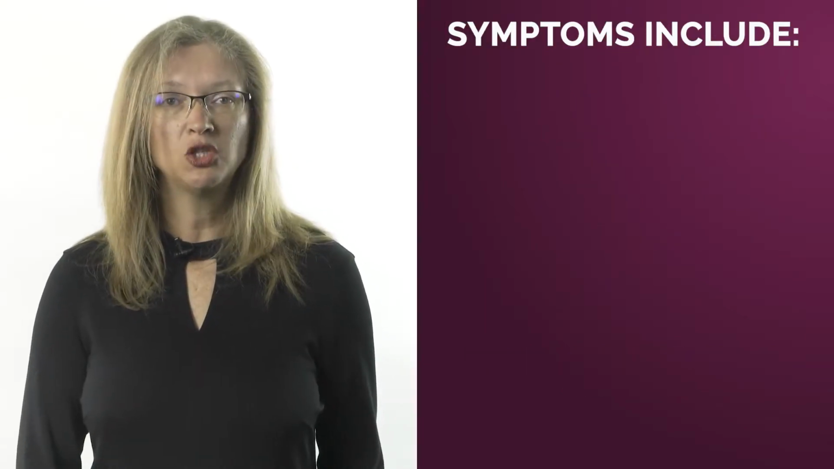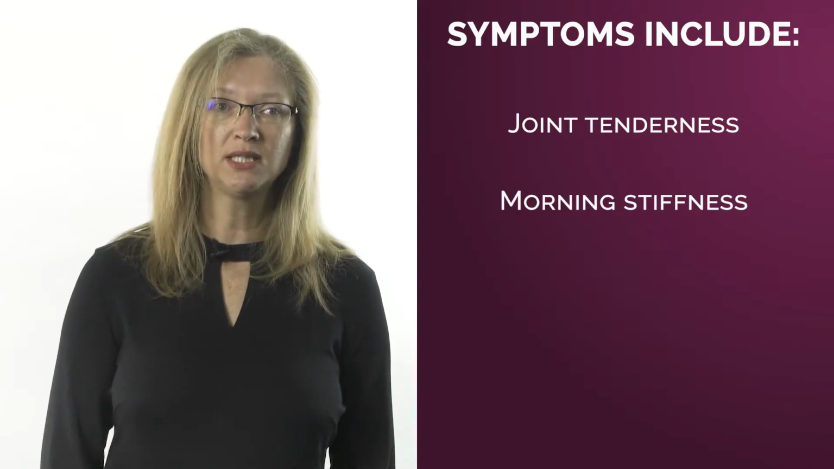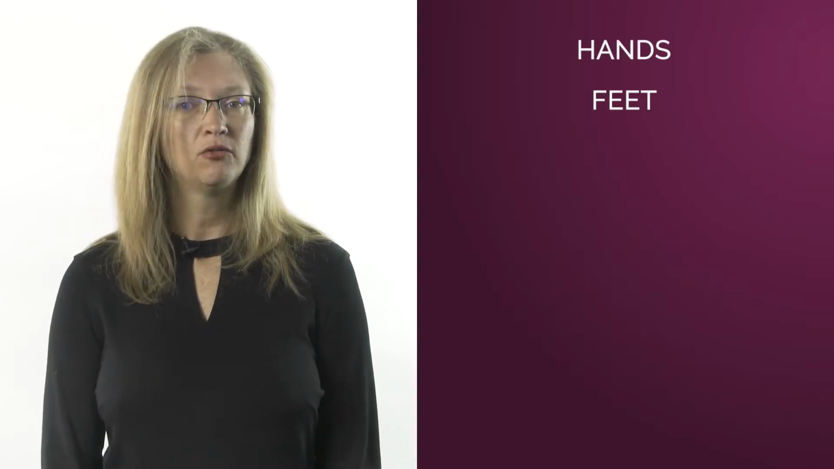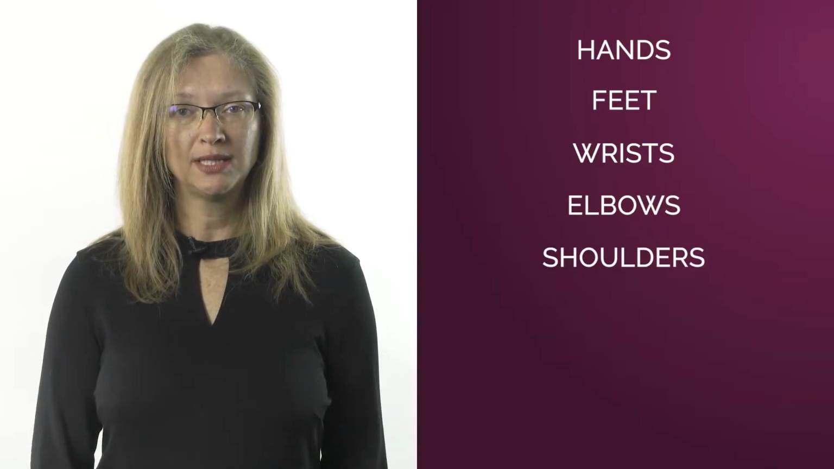Symptoms include a combination of joint tenderness, morning stiffness, and joint swelling. The most common joints that are affected are the hands, feet, wrists, elbows, shoulders, knees, and ankles. The affected joints are usually symmetrical and additive. That means if you have one group of joints, for example, the wrists affected, with every relapse, those joints will be affected again. There are diagnostic criteria to help doctors make the correct diagnosis.